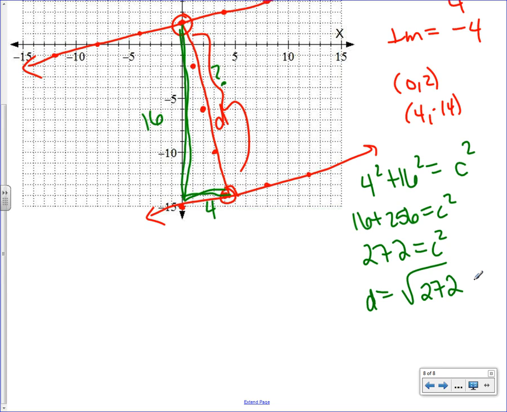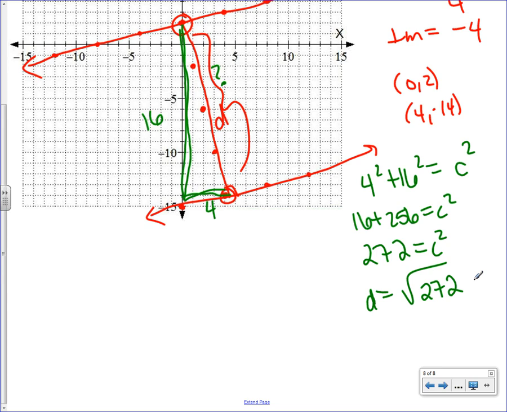People who did the distance formula, does anyone need me to do that instead? You didn't get 272. You tried it that way and it didn't work. Are you sure? Everybody's with me? Okay, perfect. So we understand the concept then. The distance between those two points is the square root of 272.